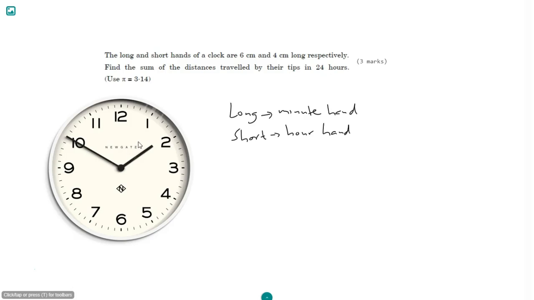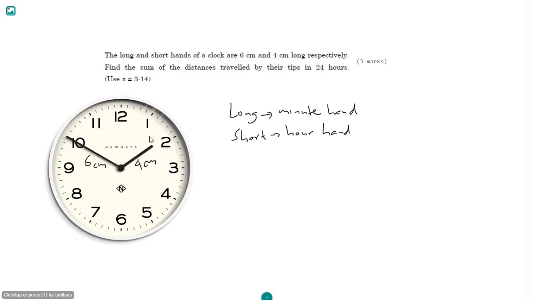Now they have given the lengths of the two hands. So the long hand is 6 centimeters. And the short hand or the hour hand is 4 centimeters, right? You need to find the sum of the distances traveled by their tips in 24 hours. Now let's think about how many revolutions these hands will make in 24 hours. If you look at the clock in the picture, you'll realize that in 1 hour the minute hand travels 360 degrees because it makes one full revolution.